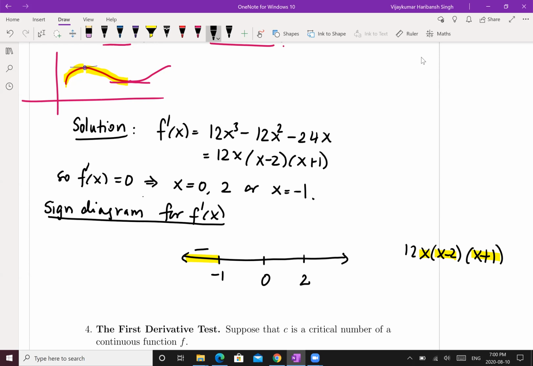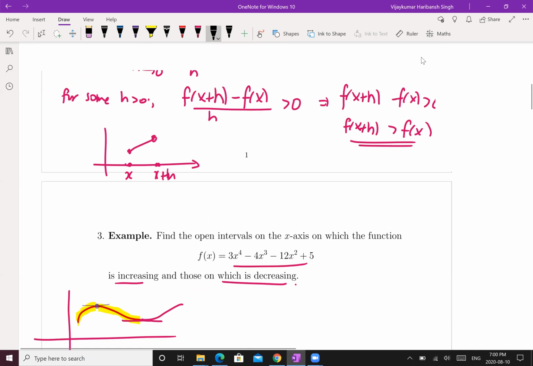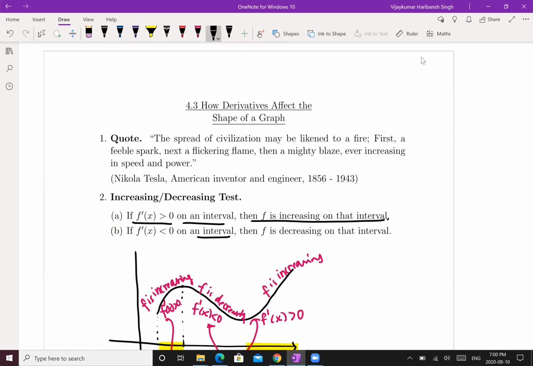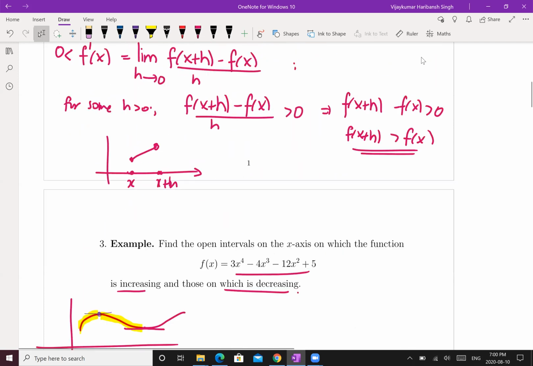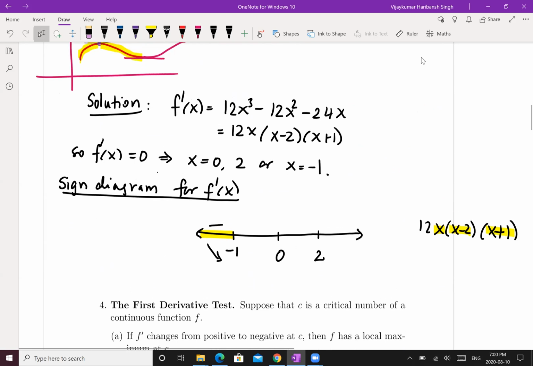That means the function is decreasing here. You don't need to find out the exact value. You just need to see the sign of the derivative. Because we have already seen, if the derivative is positive, the function is increasing, and if the derivative is negative, the function is decreasing. So that's all we need to find out here for this part.